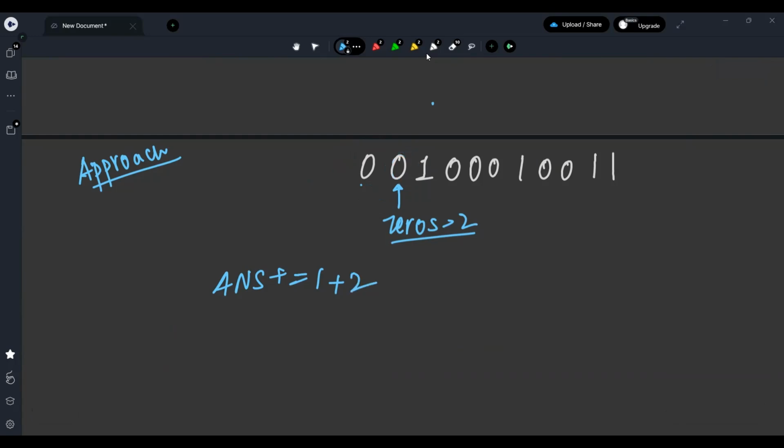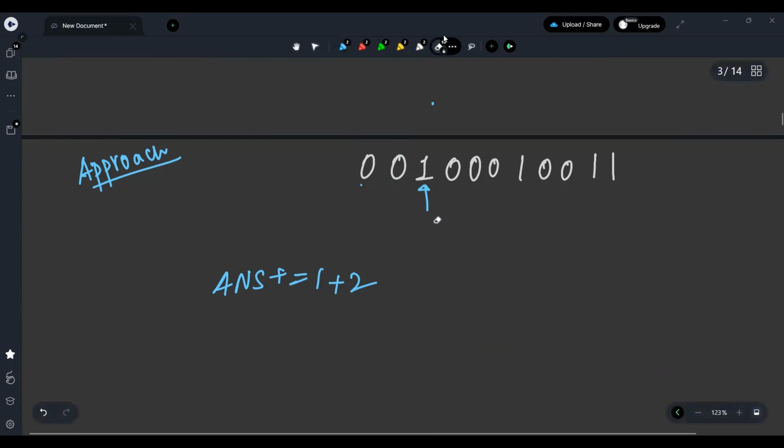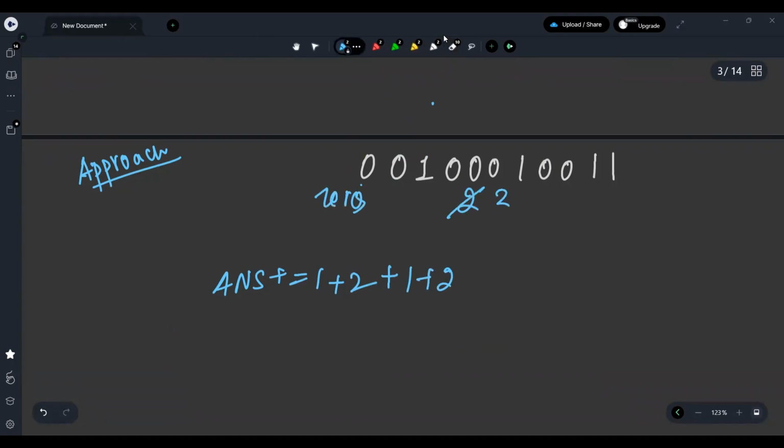Now, similarly, let's take this. Now we have come to 1. So zeros will become 0. Why? Because this will become non-contiguous, so we will not take this. Now, next time we will come to 0. Zeros will be 1, so the answer will be added with 1. Now, next time I come with 0, so zeros will be 2, and the answer will be added with 2. Now, next time zeros will be 3, and the answer will be added with 3.